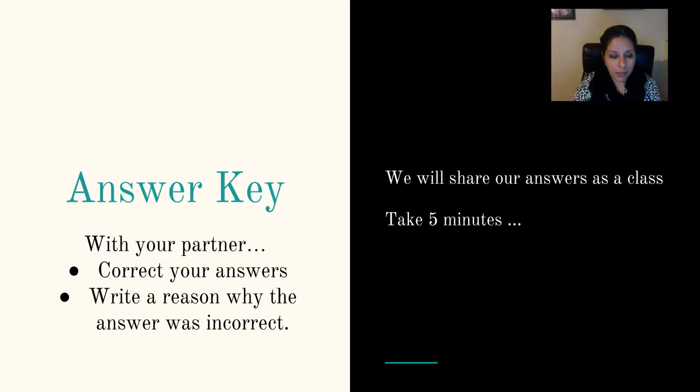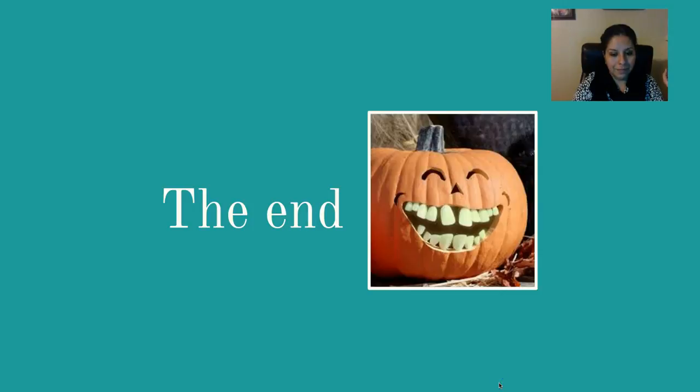Now the answer key. I'm going to pull up the answer key right now. Okay, but with your partner, I want you to correct their answers. So if I put agree for statement number 1 and you put disagree as your partner's answer, I want you to go ahead and write a reason why the answer was incorrect. So you need to think, why was this wrong? Why did I get it wrong? I want you to think about that. Okay, we're going to do that for all 10 statements. Okay, the end.